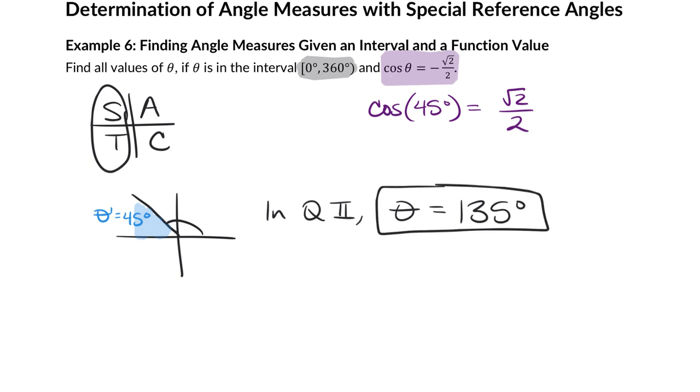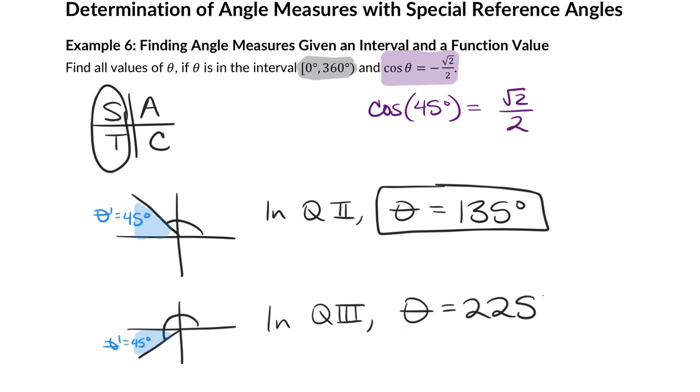Now, I know there's two answers to this question because we circled two quadrants in the ASTC diagram. So if I draw another one this time in quadrant 3, and remember my reference angle here is still 45 degrees, what is the full angle theta? 225. Very good. So that's 180 plus that 45 degree reference angle. Those are my two answers here.